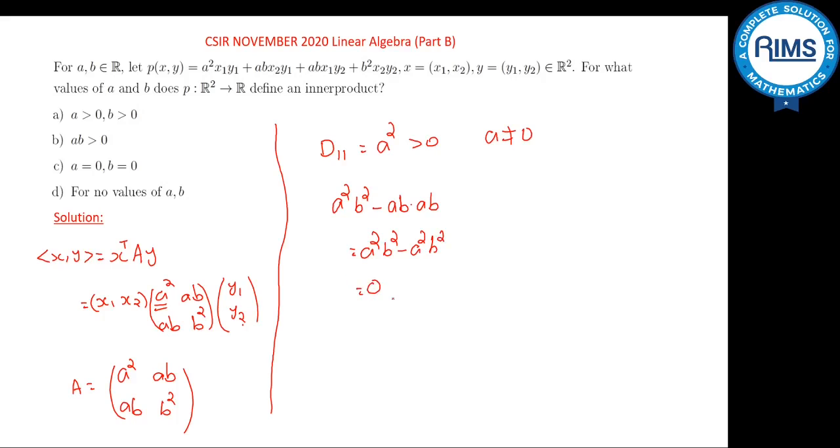So the leading principal minor of order 2 is 0 and it is not greater than 0. So the given matrix is not a positive definite matrix. So for any values of A and B, this is not an inner product. So option D is true, right?